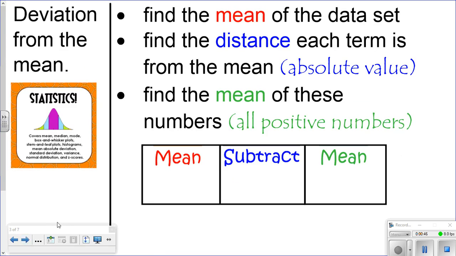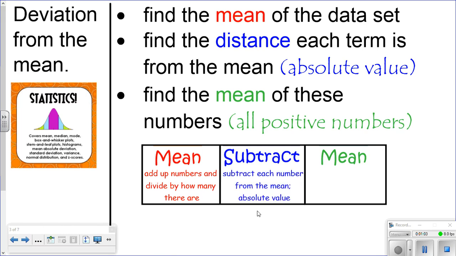So, deviation from the mean. First we have to find the mean, and remember, to find the mean we add up the numbers and divide by how many there are. Then we find the distance of each term from the mean, and we use the absolute value. If we're finding the distance from the mean, that means we're subtracting. So we subtract each number from the mean, and remember, we're taking the absolute value. So even if our answer is negative, it's going to be positive. And then we find the mean of all of those numbers and divide by how many there are. So remember, in that we're using only the positive numbers because we're using absolute value.